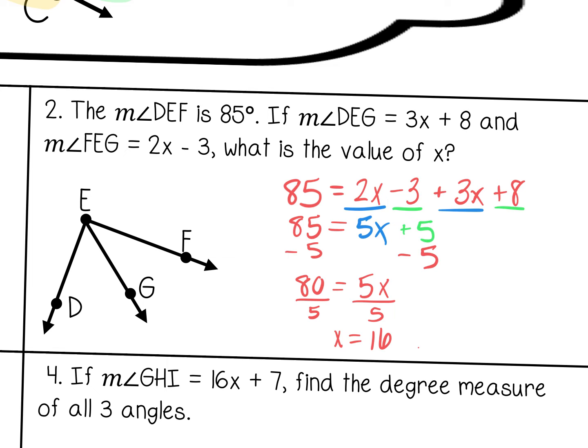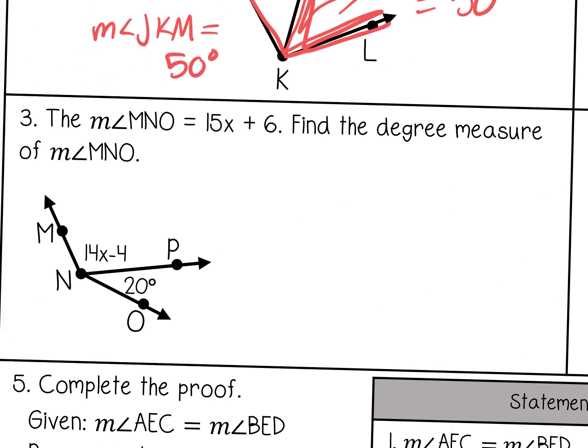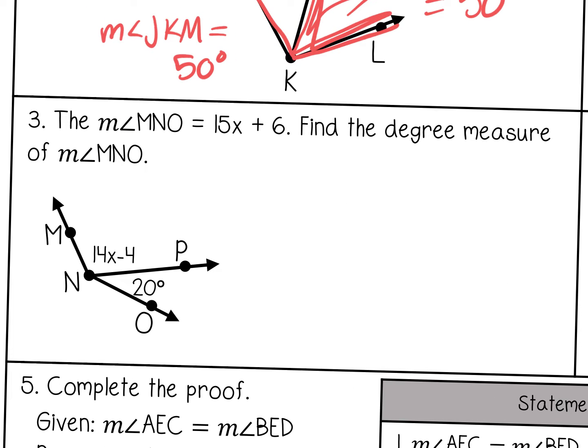Okay, let's move on to number 3. The measure of angle MNO, that's our whole angle, the outside whole big angle, is 15x plus 6. Find the degree measure of MNO. So we want to find what this equals, which means we have to find x first. Our two pieces: the 15x plus 6 is our whole, our first part is 14x minus 4, our second part is 20 degrees.